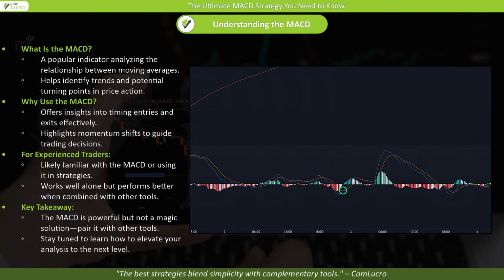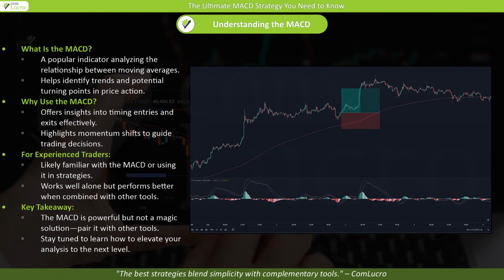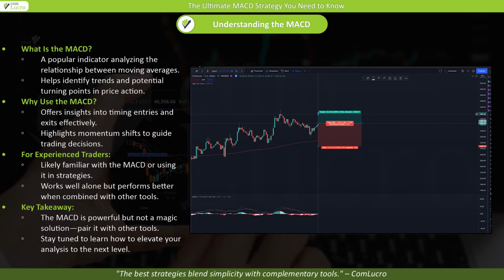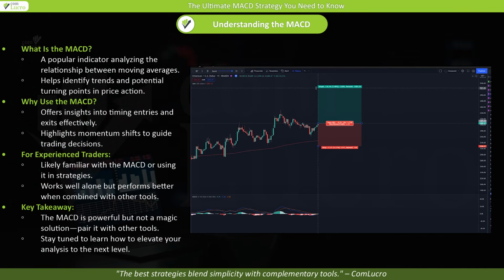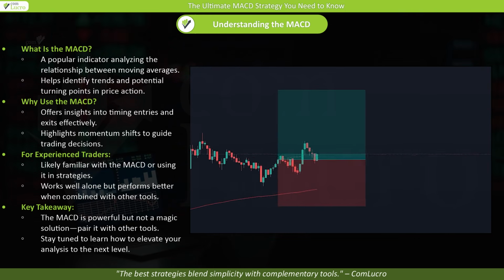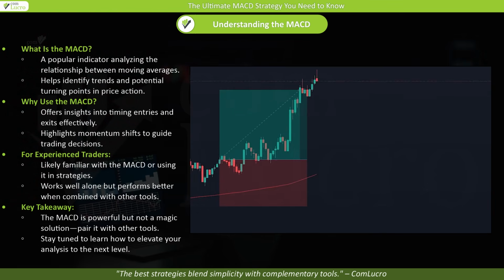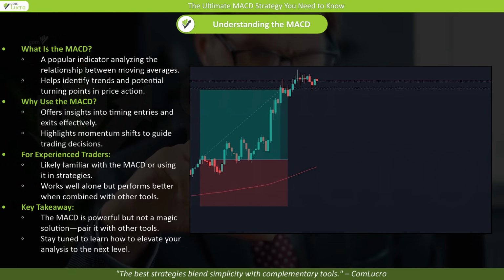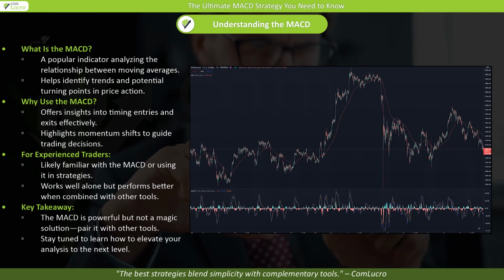Now, if you're an experienced trader, chances are you've already come across the MACD or even used it in your trading strategies. But here's the thing. While the MACD on its own is a solid indicator, it's not a magic solution. Used by itself, it provides decent insights, but when paired with other tools, its performance can dramatically improve. That's why it's essential to stick around for the full video, as I'll show you how combining the MACD with additional indicators can take your analysis to the next level.